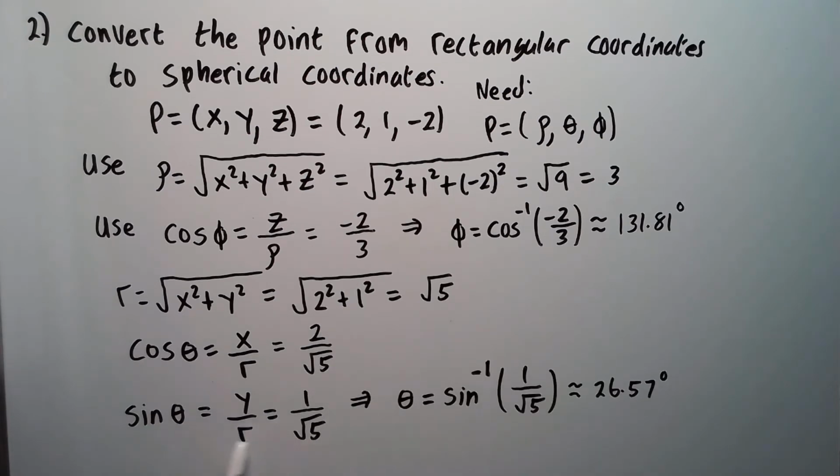Okay, so taking inverse cosine of both sides here, we'll get theta equals inverse cosine of 1 over square root of 5, which you can check is 26.57 degrees.